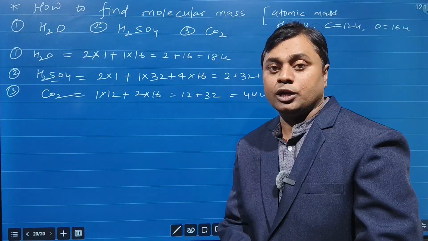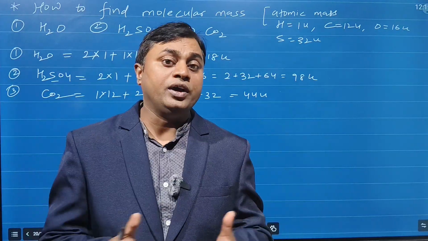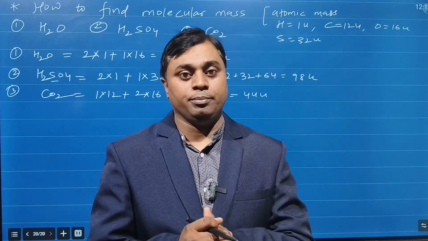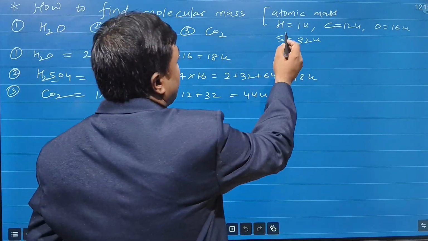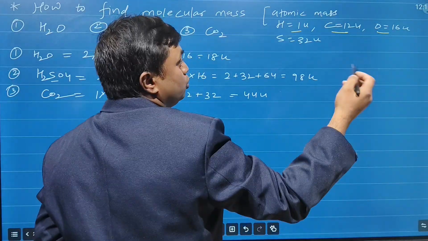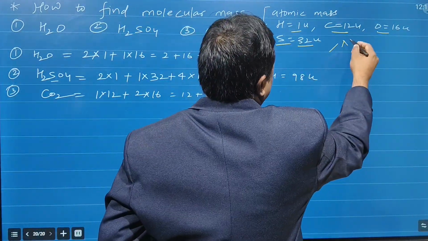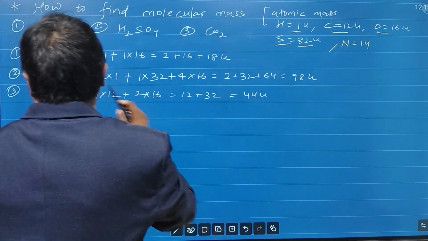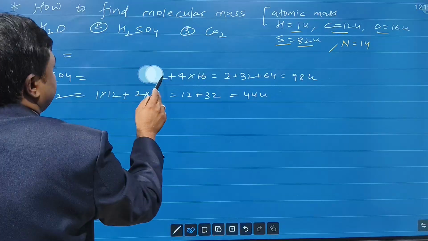How to find the molecular mass? Molecular mass is nothing but the sum of atomic masses of the various elements present in a molecule of a compound. You should remember the atomic masses of various elements: hydrogen is 1, carbon is 12, oxygen is 16, sulfur is 32, nitrogen is 14. U is for the atomic mass unit. I want to find it for water. First try to understand how you find it.